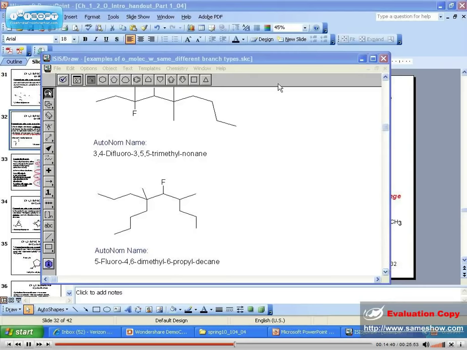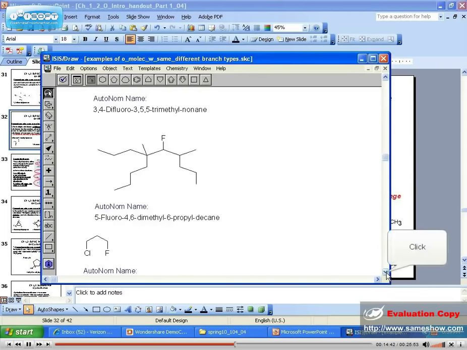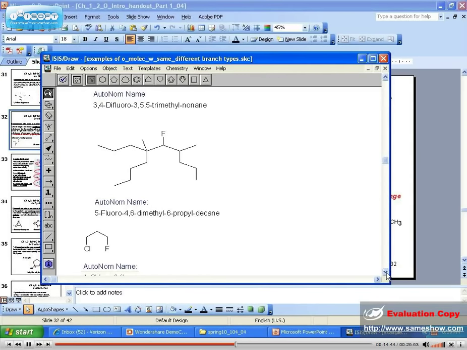Now, what happens if there is a tie when you're trying to figure out what side to start numbering? If there's ever a tie, such as this example right here that I've just highlighted, then as far as this class goes, you're going to count from the side that is lowest in alphabet. So in this case, chlorine is lower in alphabet than fluorine.